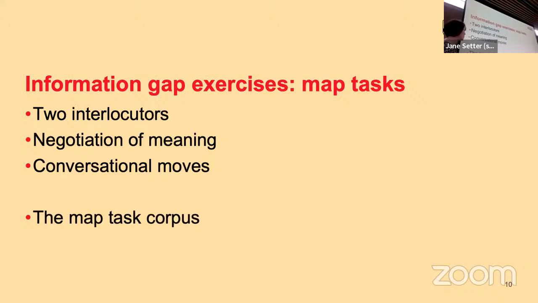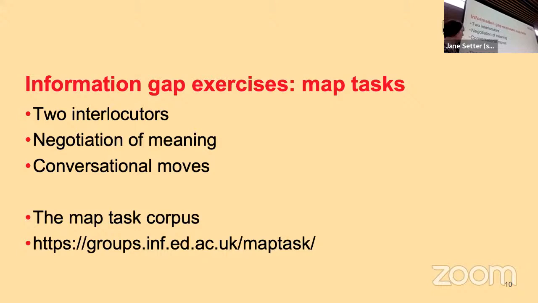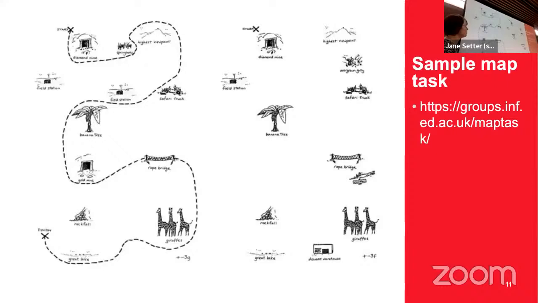So the map task corpus, which is available from here, if you just type in map task corpus, you can often find it. This is a set of maps and a set of recordings which have been made from map tasks, which was a project that was developed by colleagues at Edinburgh University. And you can use these materials quite freely as long as you say where you got them from in your research. So I know that we've seen one of these already from Bodo, but this is actually two maps. So we've got one map here and one map there.